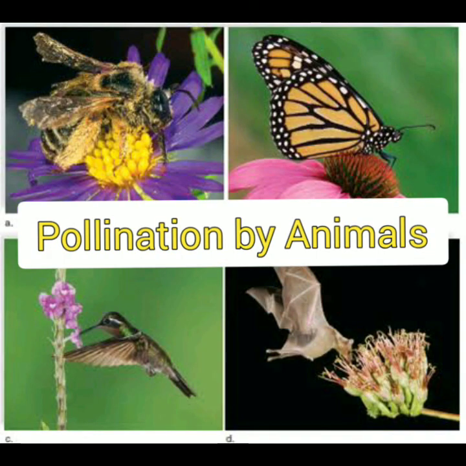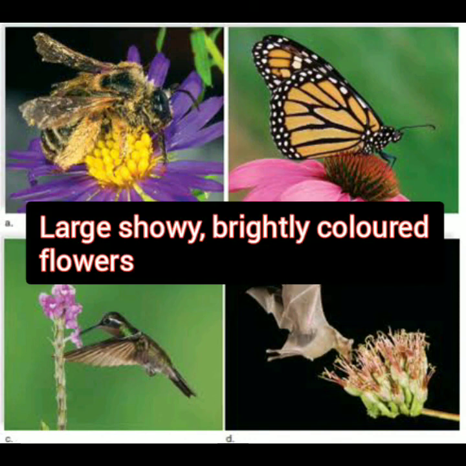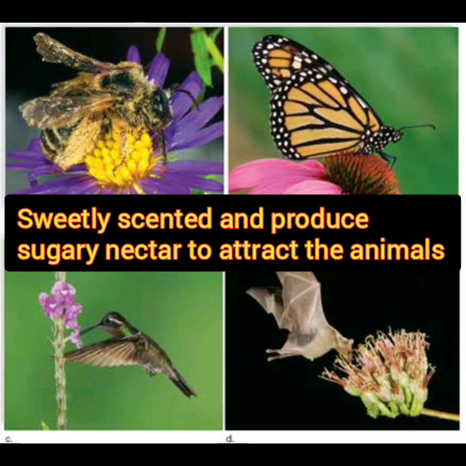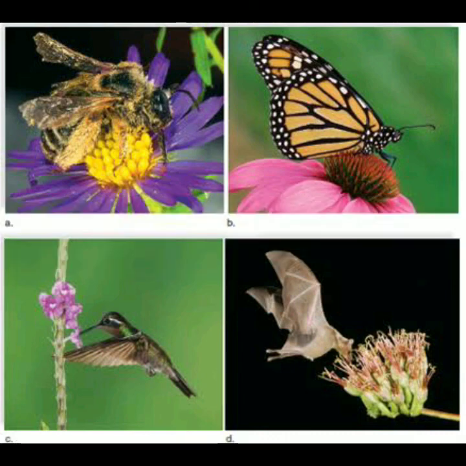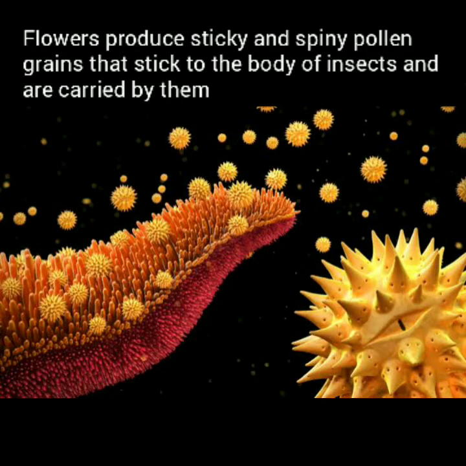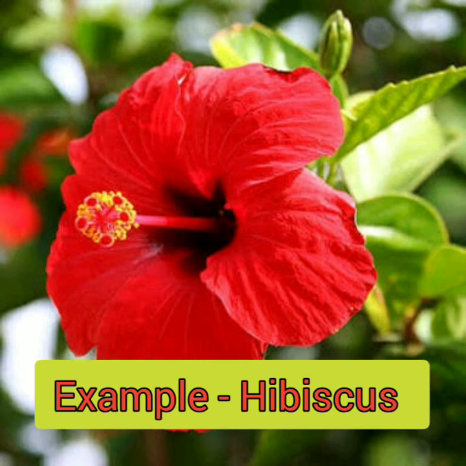And the last one is pollination by animals. So here birds, insects such as bees and butterflies, bats and other animals act as agents of pollination. So plants that are pollinated by animals have large, showy and brightly colored flowers. They may be sweetly scented or produce sugary nectar to attract the animals. And these flowers even produce sticky or spiny pollen grains that stick to the body of insects and are carried by them. For example, hibiscus.